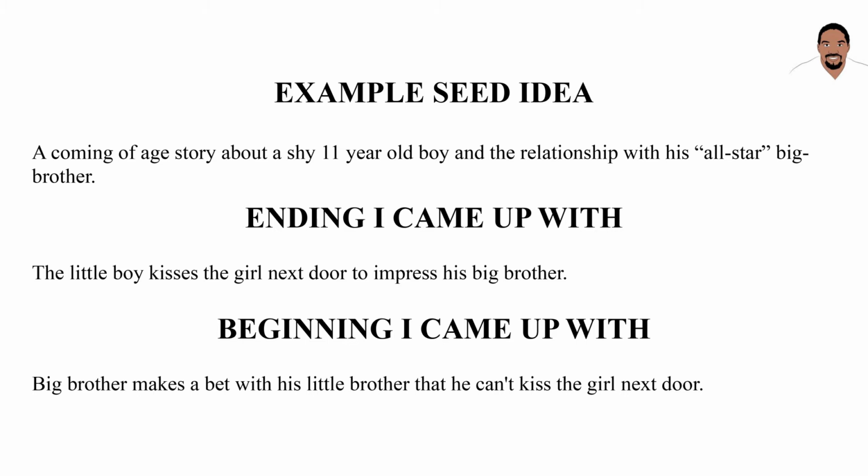So remember, in the beginning, something happens. In the middle, something happens. In the end, something happens. So for our beginning, we have the bet. The big brother makes a bet with his little brother. In the end, we have the kiss. The little brother kisses the girl next door to impress his big brother. All right, so let's get to work on the middle.